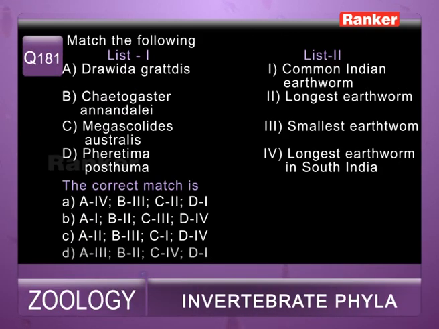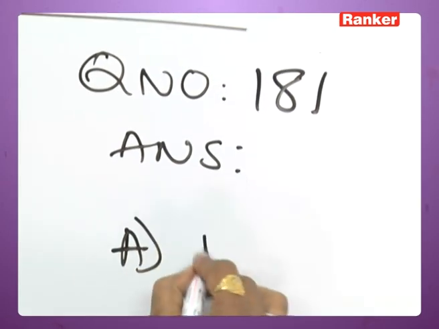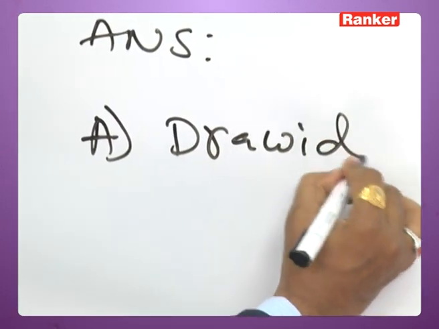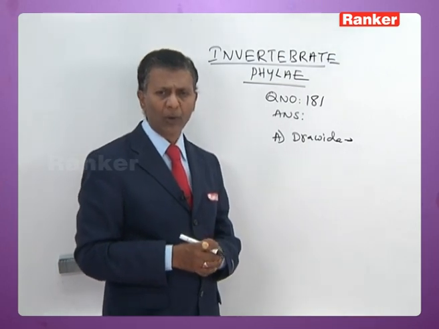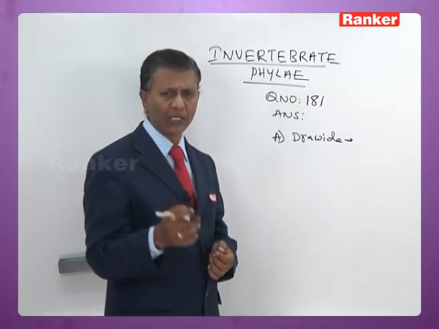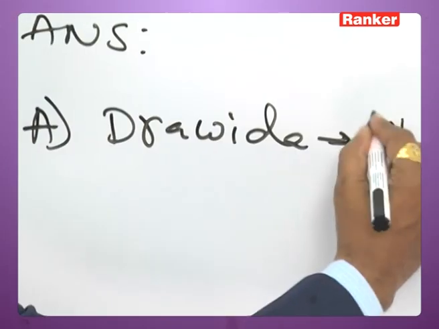Now 181 question here, match the following, list 1 and list 2. List 1 you have A. Dravida grandis, B. Ketogaster annandalei, C. Megascolides australis, D. Ferritima postuma. Under list 2 you have number 1 common Indian earthworm, number 2 longest earthworm, number 3 smallest earthworm, number 4 longest earthworm in South India. Now A, it says Dravida. Dravida is the longest earthworm in India. So fourth option is correct.